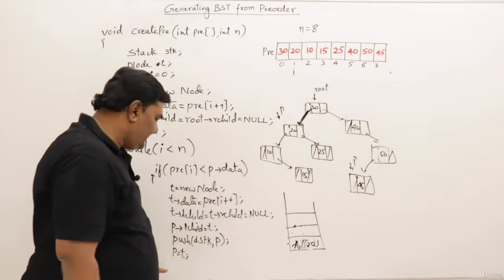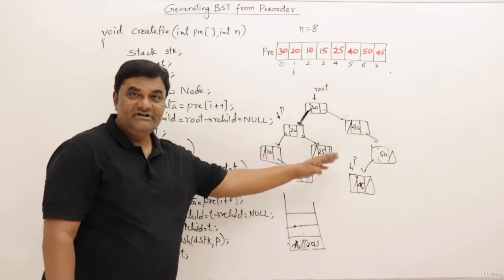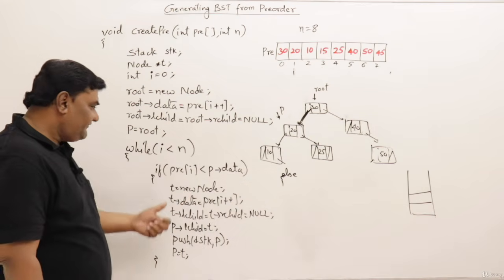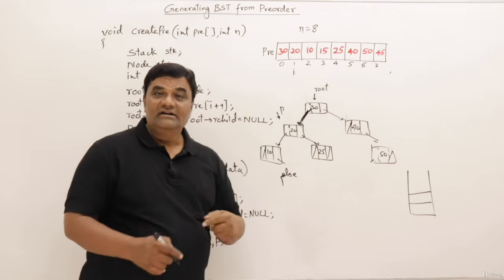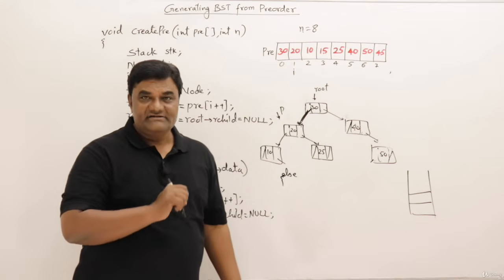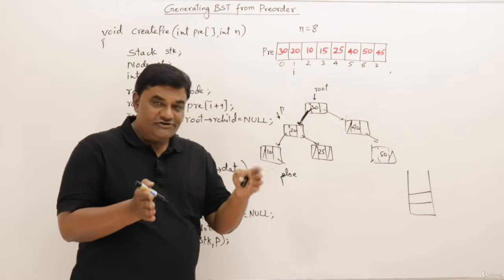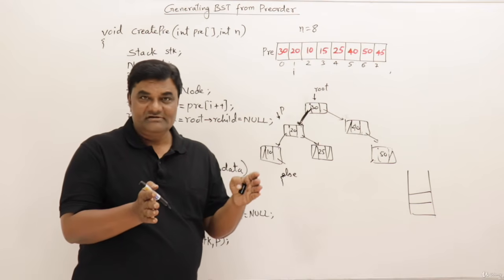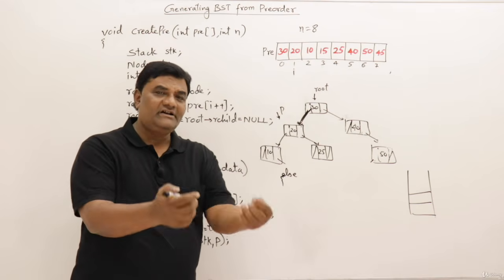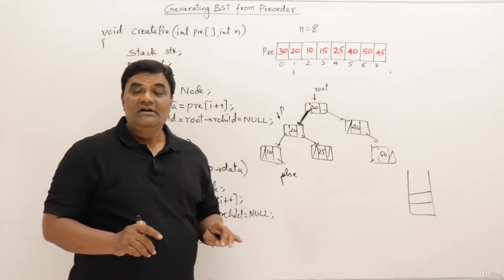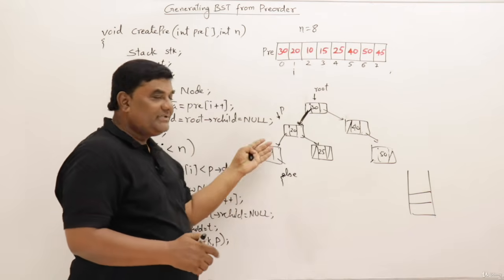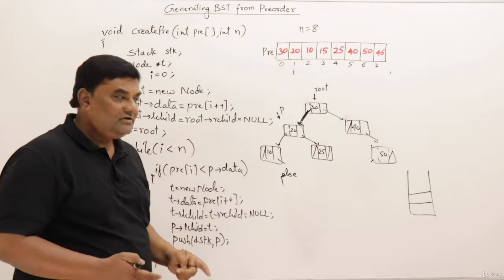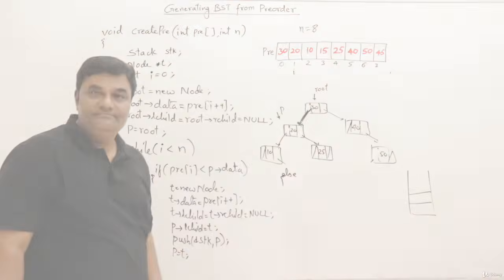Otherwise, there is no space here, so I will continue here. I will remove a few things and show you. If the element is not less than P's data, if it is greater, there are two cases. If it is greater, then it should be within range, right? If it is within range, then we create a node and link it. If it is not within range, then we pop an address from the stack and move P onto that previous node. So those steps I have to write down.